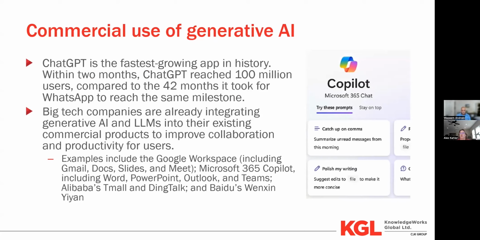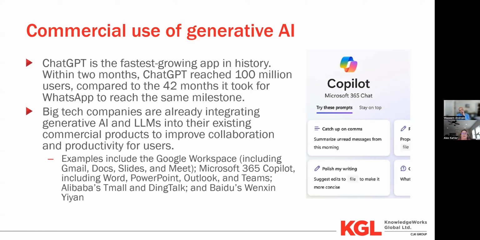So what has been really controversial this year is the use of generative AI, right? I have a slide here that focuses a little bit on what's happened with that this year. So ChatGPT, we all know about it. It's the fastest growing app in history. Within 2 months, ChatGPT had reached 100 million users, compared to 42 months it took for WhatsApp to reach the same milestone. And since the debut of ChatGPT, big tech companies are now already integrating generative AI and LLMs into their existing commercial products to improve collaboration and productivity for users.